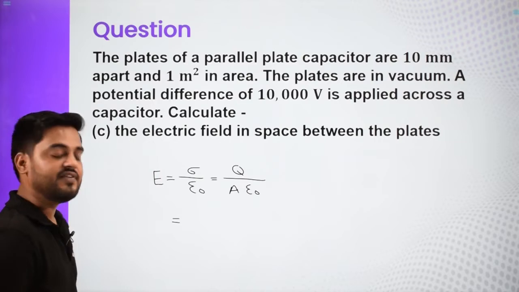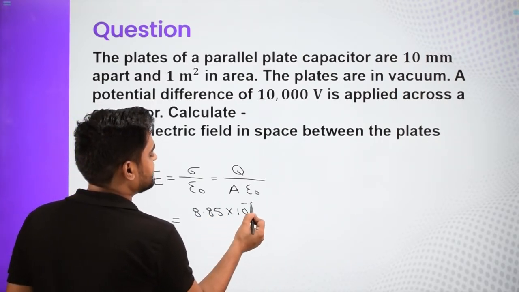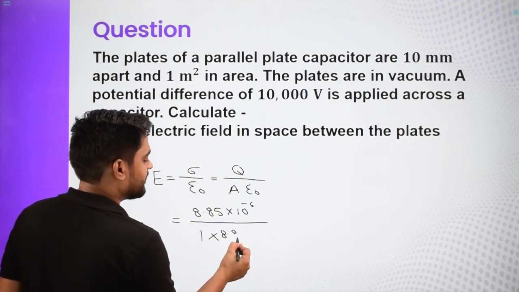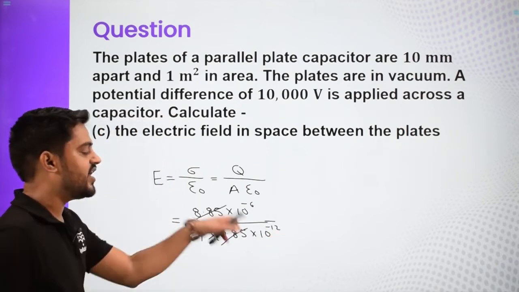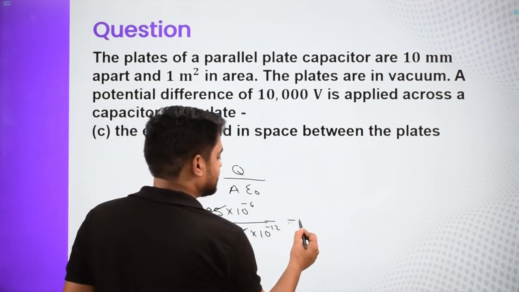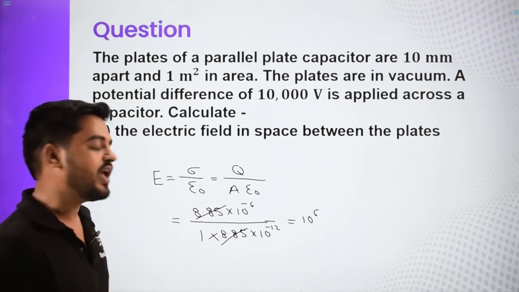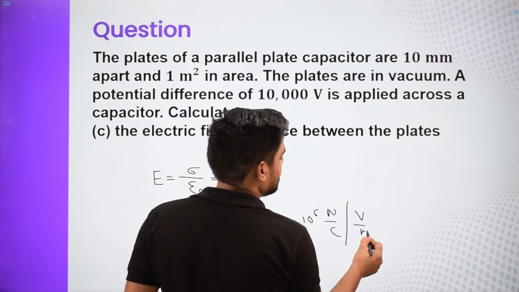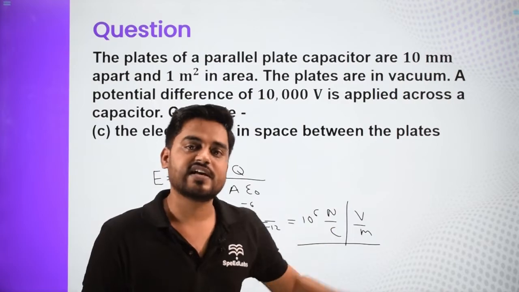Now, the charge itself is 8.85 microcoulomb, so 10 raised to power minus 6. The area is 1 and the epsilon naught is 8.85 into 10 raised to power minus 12. So here this gets cancelled, this 12 goes up and we get 10 raised to power 6, and that is the electric field. The unit will be either Newton per coulomb or volt per meter, so you can use anything. This is the value of the electric field in between the plates. What about sideways? Sideways it is 0.